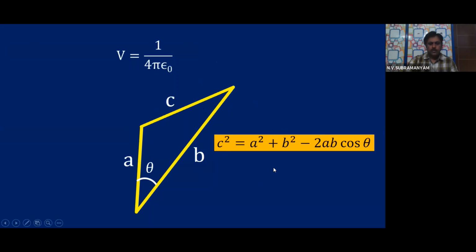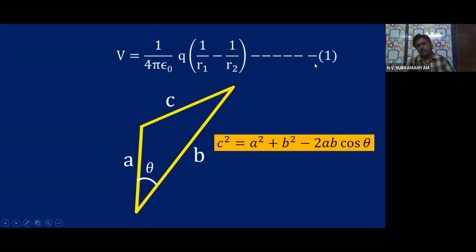So V is equal to 1 by 4 pi epsilon 0 q into 1 by r1 minus 1 by r2. Let that be called equation number 1. Now, before we go on to the next step, that is finding out 1 by r1 and 1 by r2, I want you to learn the cosine rule.